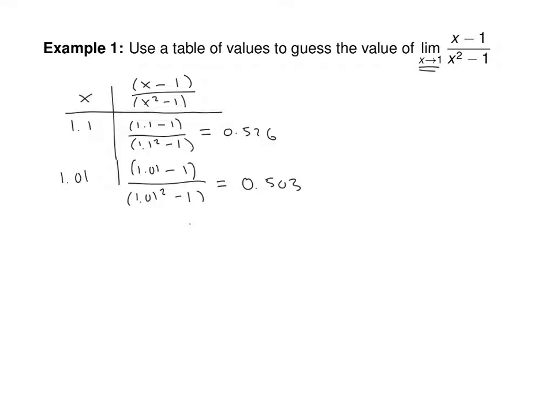Now just to check, pick a number that, instead of being bigger than 1, is a little bit less than 1. 0.9, yep. So I picked 0.9, and that would have been 0.9 minus 1 over 0.9 squared minus 1. And that gives you 0.476. And you can see where this is going, right?